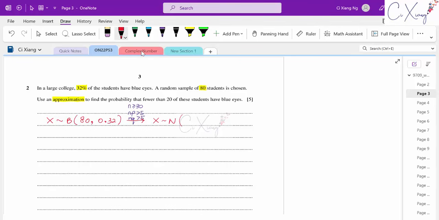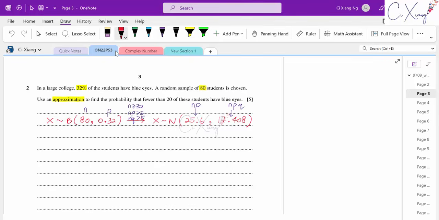So to get the parameters of the normal distribution, I want the mean for the first value. How do I get the mean from the binomial distribution? I use 80 multiplied by 0.32, and I get 25.6. Then to get the variance, it is npq, where you get 17.408. Just to recall, this is the n and this is the p. The mean in the normal distribution, mu, is n times p, and the variance is npq from the binomial distribution.